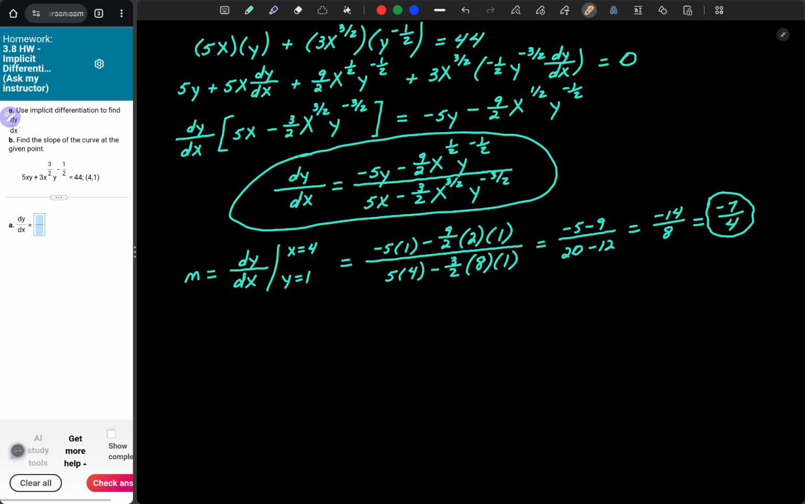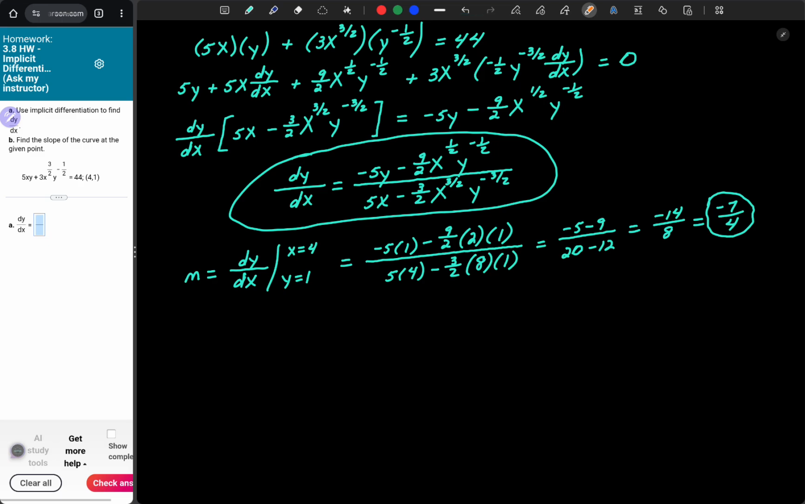Now my other term over here, when I factor a dy/dx out of it, I'll get minus 3/2, x to the 3/2, y to the negative 3/2. That's where that came from. And again, the dy/dx is factored out in front of that group. Now, since I have my dy/dx times all of the terms that had a dy/dx on the left, I need to move every other term to the right. 5y moves to the right, becomes negative 5y. The 9/2 x to the 1/2 y to the negative 1/2 moves to the right, again, becomes negative.